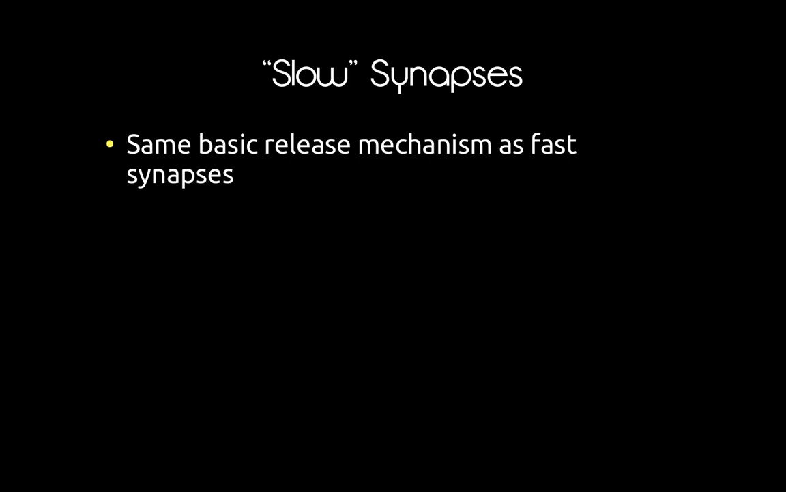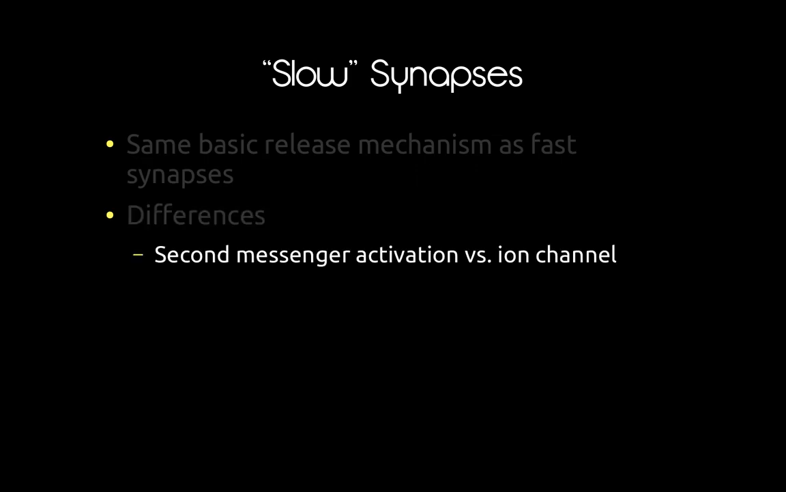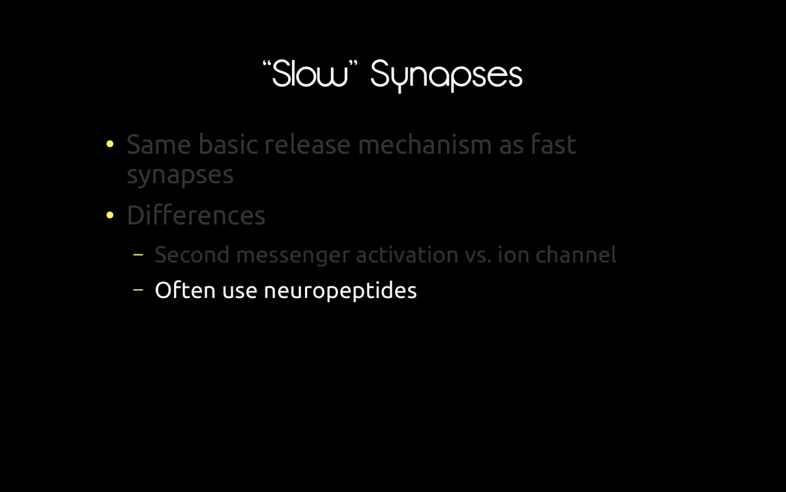There are a couple of differences here. The major difference is that slow synapses generally have neurotransmitters that activate a second messenger system in the postsynaptic cell rather than just an ion channel. Because there's a lot more going on there, these are going to be slower actions. This also tends to be a long-acting effect as well. One of the common types of neurotransmitters used here are neuropeptides. Neuropeptides are a lot larger than the classical neurotransmitters like dopamine, serotonin and glutamate.